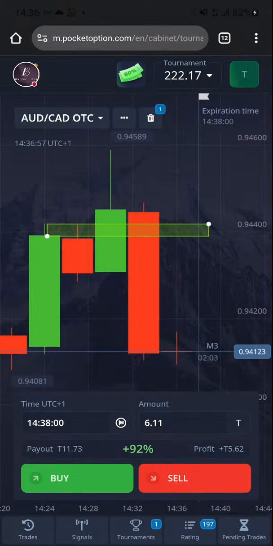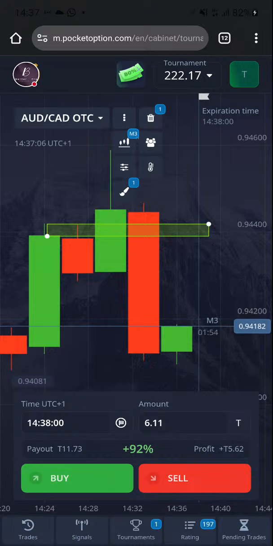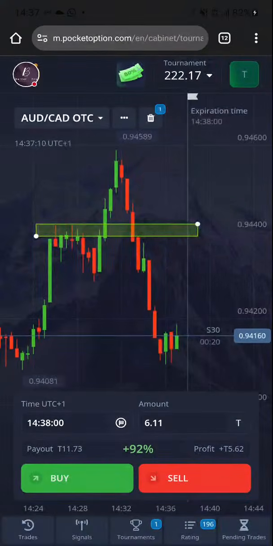Look at this beautiful engulf. We have it in M3. That's number one. You see, immediately you see that engulf, that's the first confirmation you need to know that the QM is going to work. The next thing we need to do is to go to lower time frame.